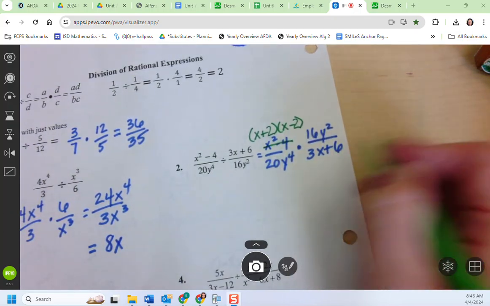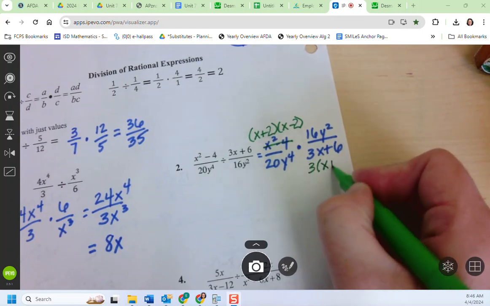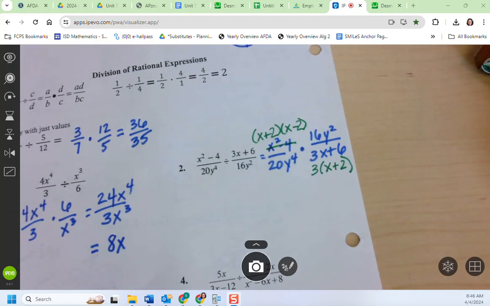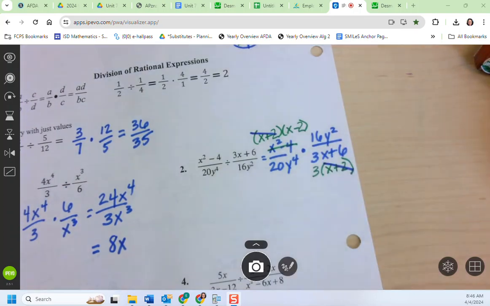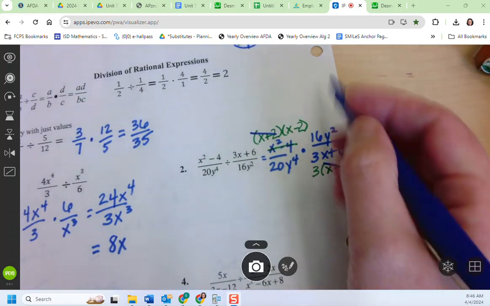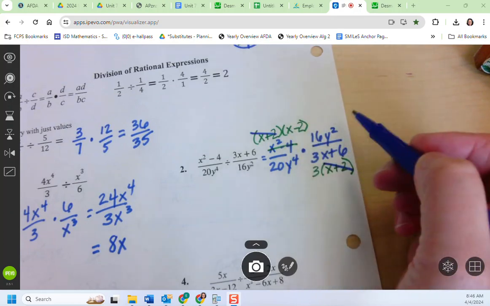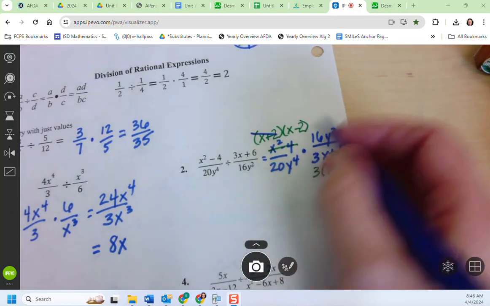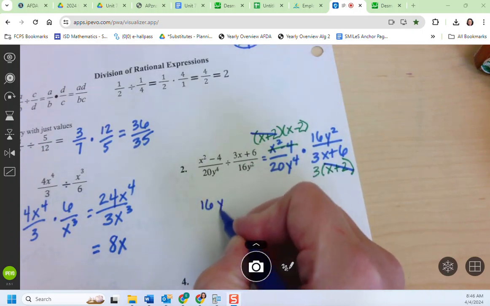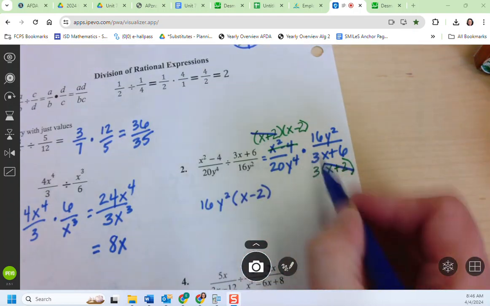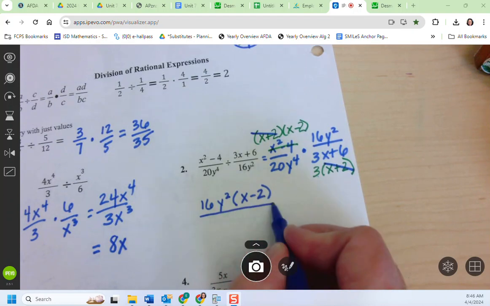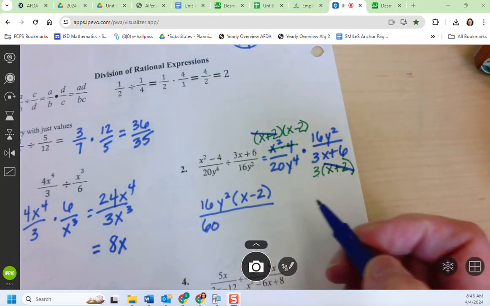Down here I can take out a common factor of 3. And then I can cancel a couple things before I start to multiply. Plus 2. Yeah. And actually, maybe I'll just start with that. Do not distribute anything to the parentheses to start because we might have more things canceling. So the 16y squared can go first, and then the x minus 2. I can multiply the 3 times the 20 to get 60, and y to the 4.